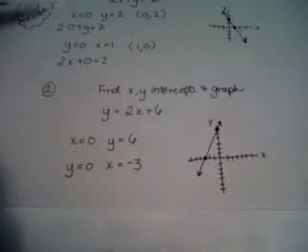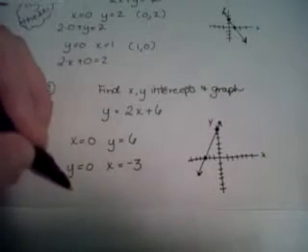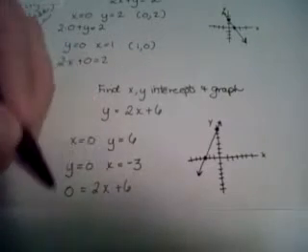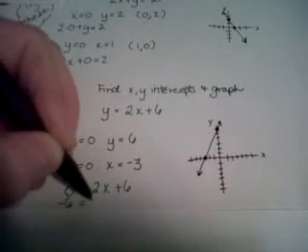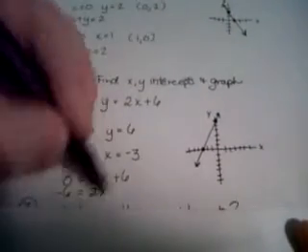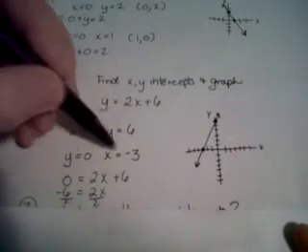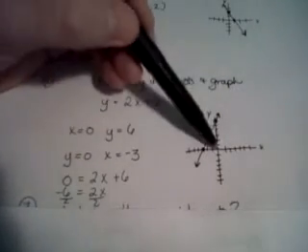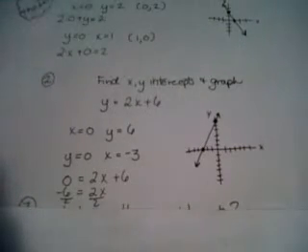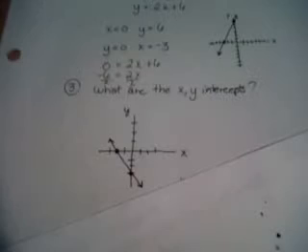Now I would like to find my x-intercept. I plug y equals 0 in here. If I have 0 is equal to 2 times x plus 6, I solve that. Subtract 6 on both sides. Divide by 2 on both sides. That's going to give me x equals negative 3. So my x-intercept is negative 3. Notice my y equals 0. Connect the 2 points, draw my lines, there's my graph.